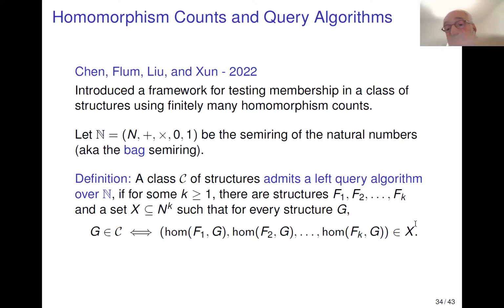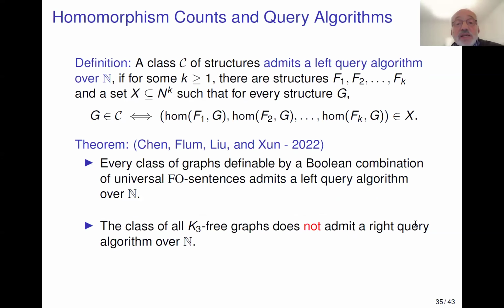and only if the finite vector of homomorphism counts from F1 to G, F2 to G, ..., Fk to G belongs to the set X. So you try to decide, it's like property testing. You want to test whether you belong to a class, think of it as a property of graphs, but all you are allowed to ask are questions about homomorphism counts coming from a finite set of structures, and you want this to be in the set X. So the left query algorithm is determined by the finite class of structures and the set X. So that's the definition again.